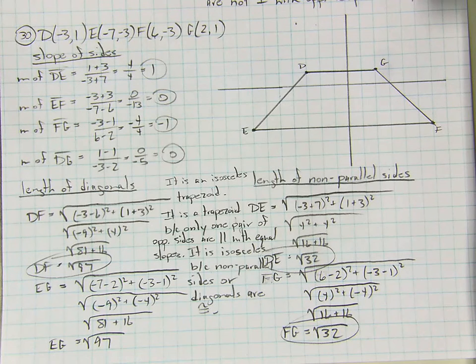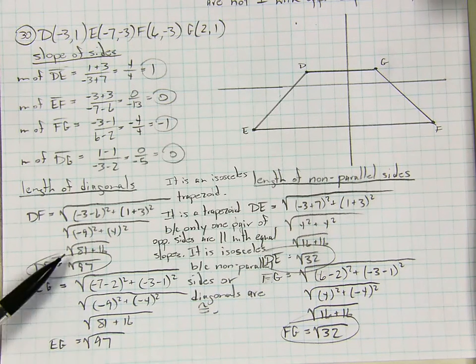Or I could have found the length of the diagonals. That's another way to tell, because in an isosceles trapezoid, the diagonals are congruent. So over here, I found the length of the diagonals, DF and EG. Both of them came out to be the square root of 97, so they were equal. So either one of those would be enough evidence. Most likely people are going to find the length of the non-parallel sides, but you could find the length of the diagonals, do the same thing.